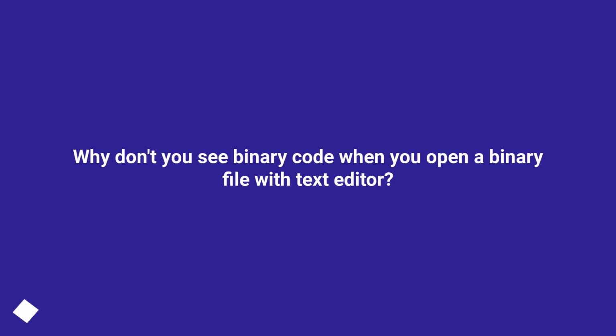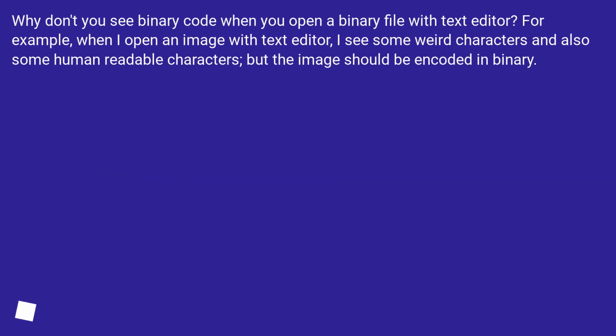Why don't you see binary code when you open a binary file with a text editor? For example, when I open an image with a text editor, I see some weird characters and also some human readable characters, but the image should be encoded in binary.